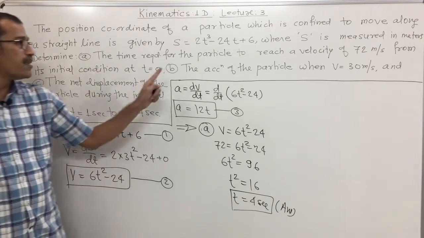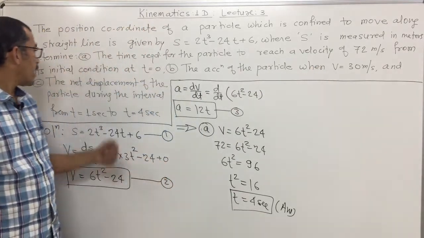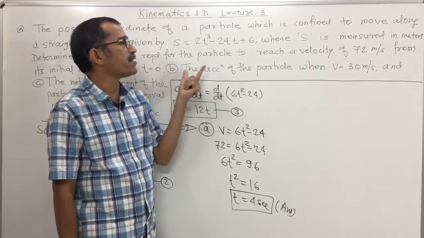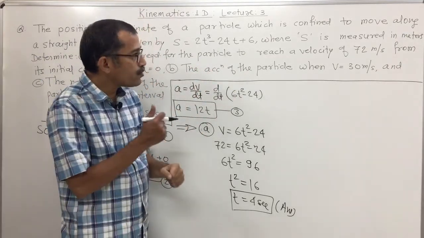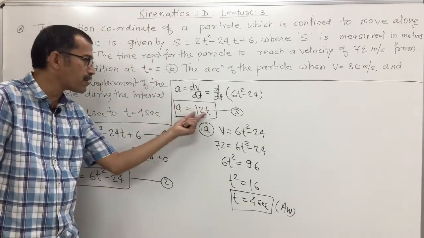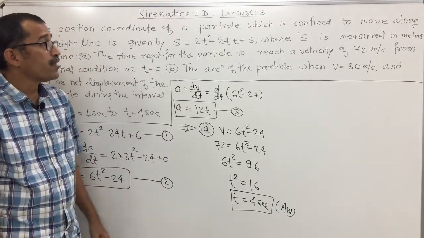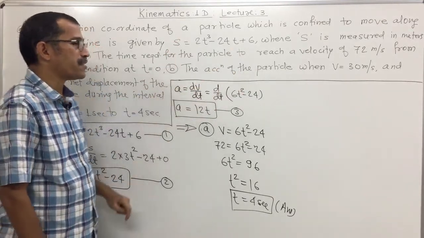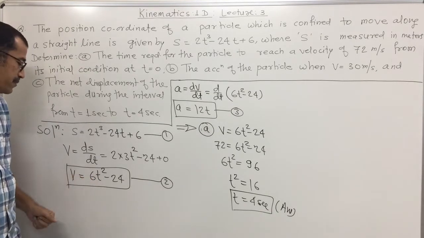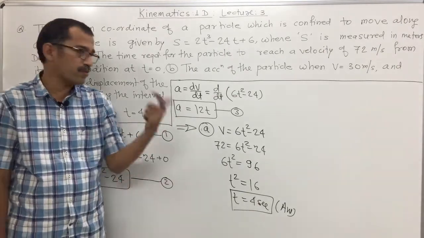Now the second part: the acceleration of the particle when v is 30 meters per second. Velocity and acceleration are not in one equation. Acceleration is in terms of time, and velocity is in terms of time. When velocity is 30, what is the acceleration? We can find the time instant when velocity is 30 by substituting it, and you will get the time t. Then substitute that time in the acceleration equation.